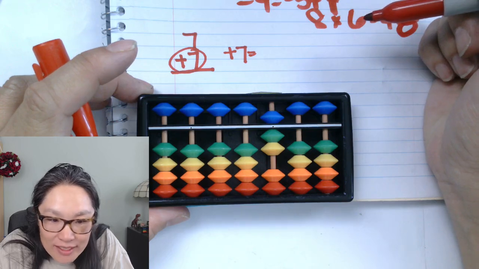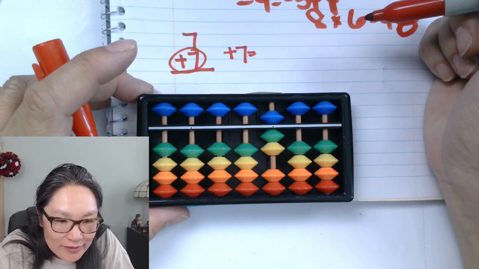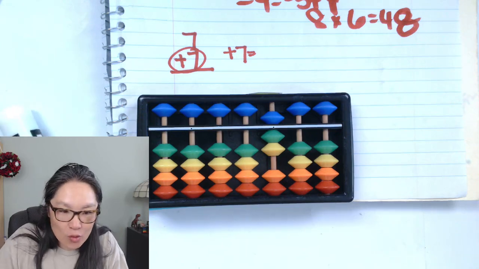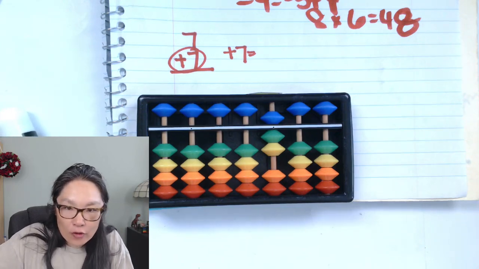What is the formula that I need to add the 7? This will help jog your memory. Let me know. How do I add the 7? What is the formula to add the 7?